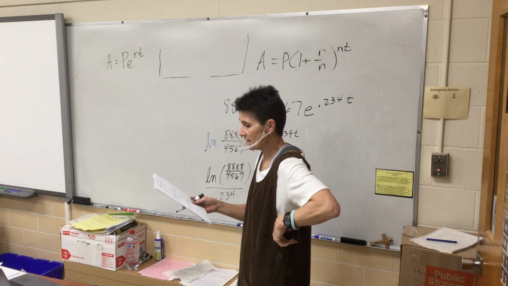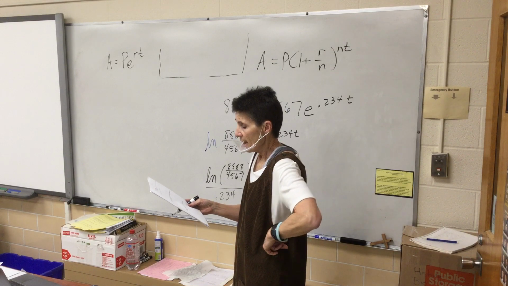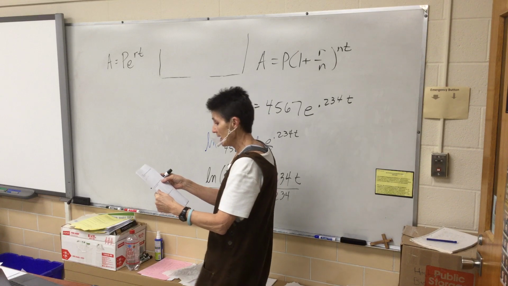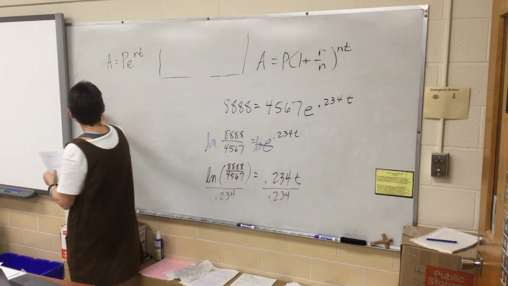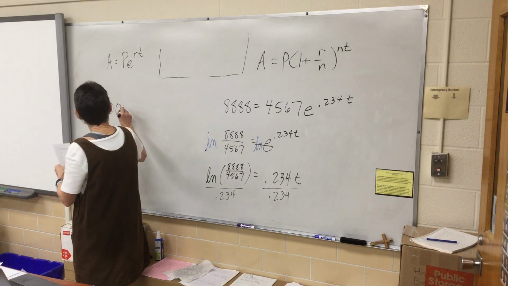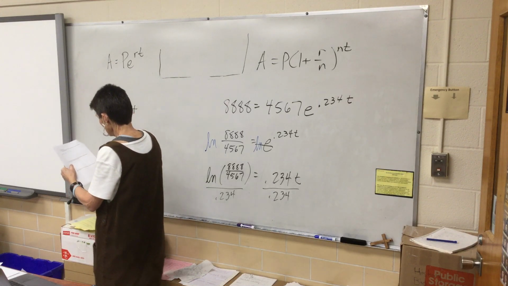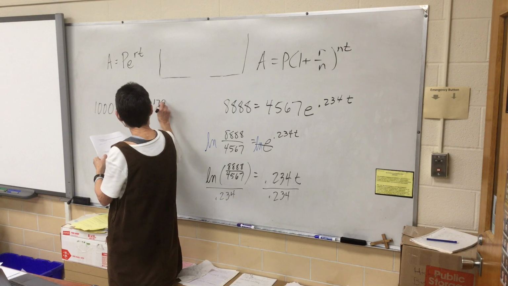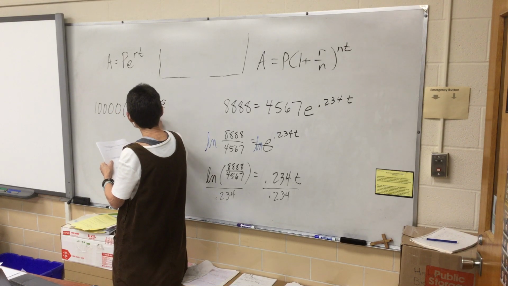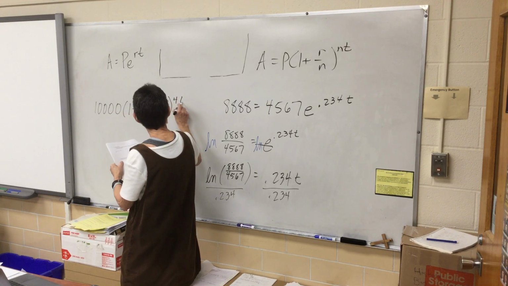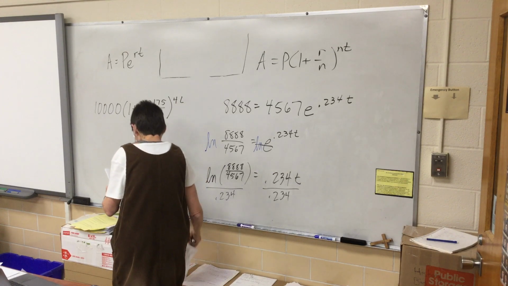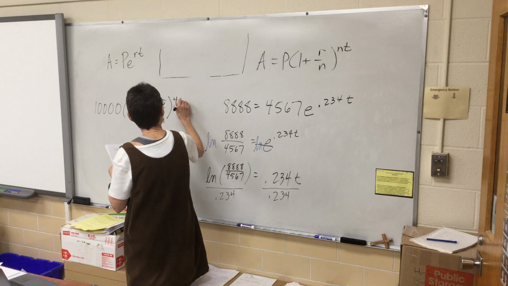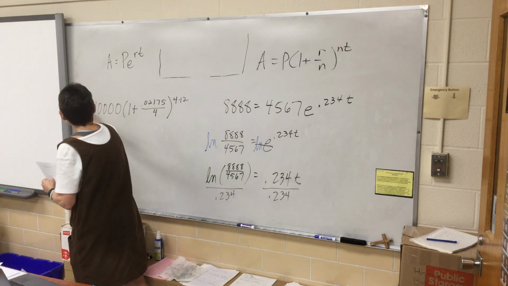How much will be in the account at the end of 12 years if 10,000 is invested at 0.02175, compounded quarterly? 12 years. And I don't know how much will be in the account.